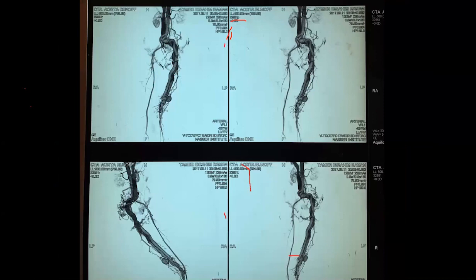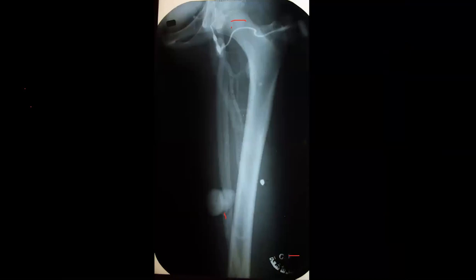Let's forget about these images. Let's forget about these images also. Okay.